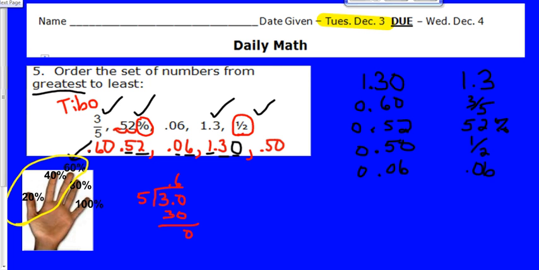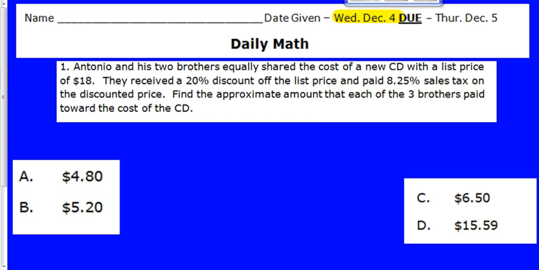Now let's look at Wednesday nights. Number 1: Antonio and his 2 brothers equally share the cost of a new CD with a list price of $18. They receive a 20% discount off the list price and paid 8.25% sales tax on the discounted price. Find the approximate amount that each of the 3 brothers paid toward the cost of the CD.